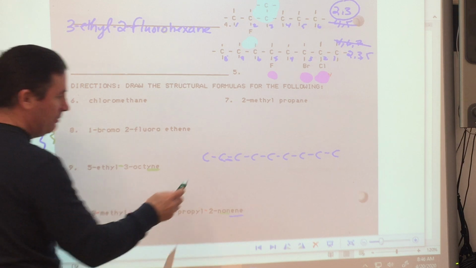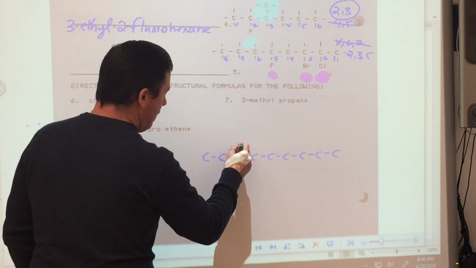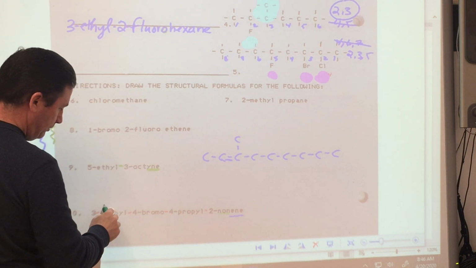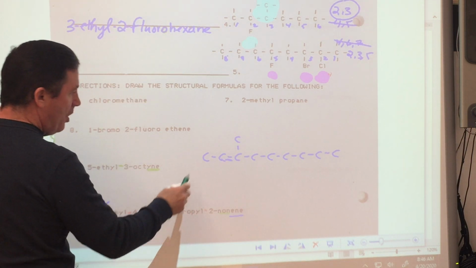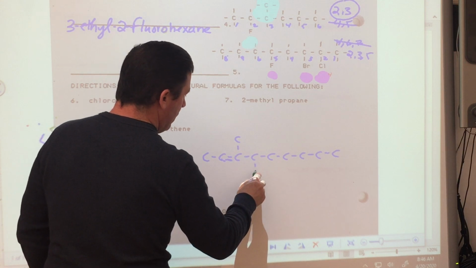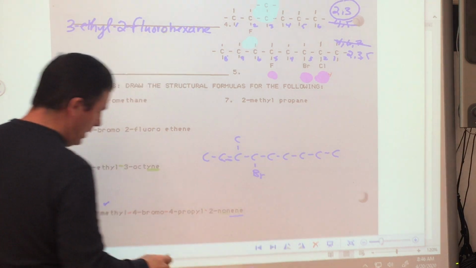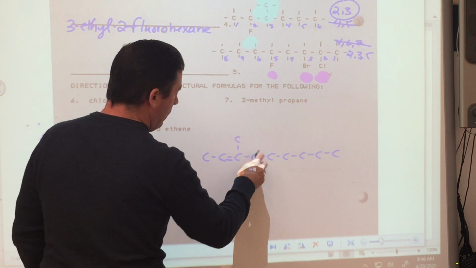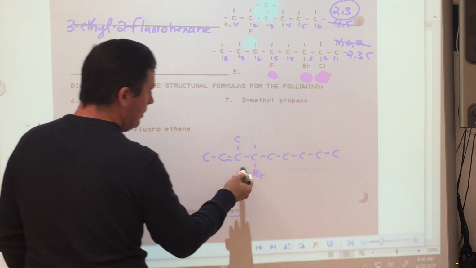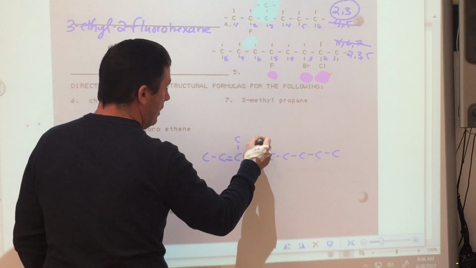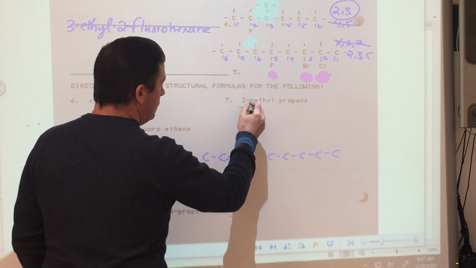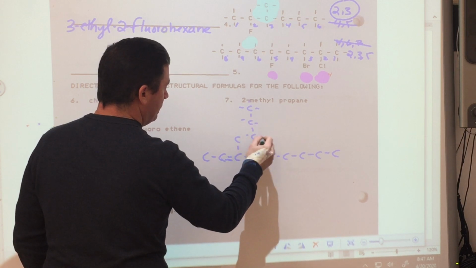So 3-methyl. 1, 2, 3. 3-methyl. A methyl is a single carbon. That one's done. 4-bromo. 1, 2, 3, 4. This is a bromine. So that one's done. 4-propyl. 1, 2, 3, 4. Okay, off of the same carbon, I've got propyl. Propyl is 3. 1, 2, 3, 4.